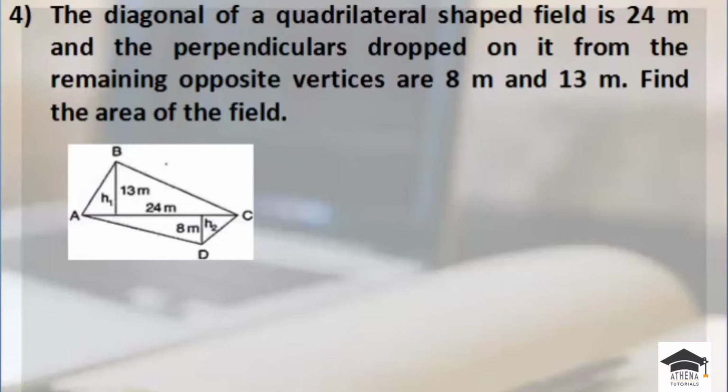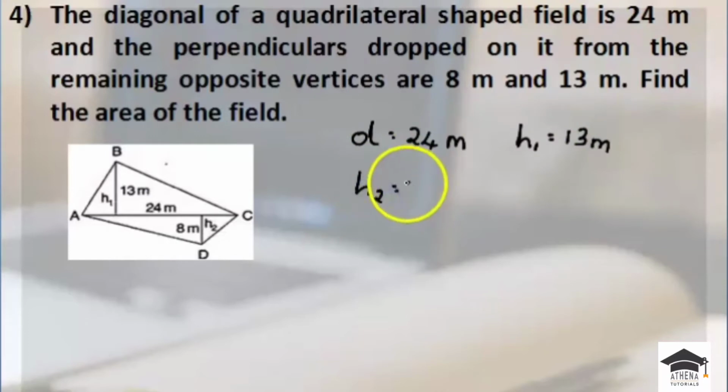Okay, so the diagonal is equal to 24 meter, the perpendicular height H1 is 13 meter and H2 is 8 meter. We need to find the area. So how to find this?